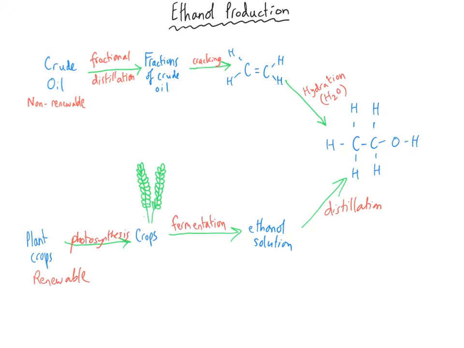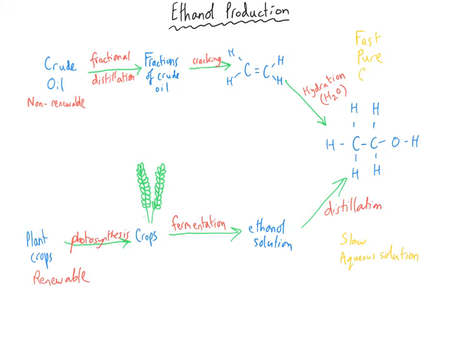Now, it's not all bad news for the non-renewable method though. It is very definitely fast, and by comparison, fermentation is a much slower process. The products of the hydration method are essentially pure, whereas the fermentation process is less so. Even after distillation, you still end up with an aqueous solution of ethanol that is not 100% pure. Another big difference between the two processes is in fact how they are carried out.